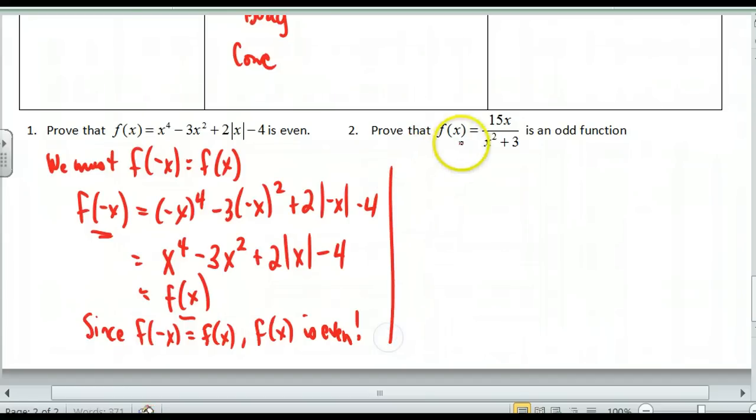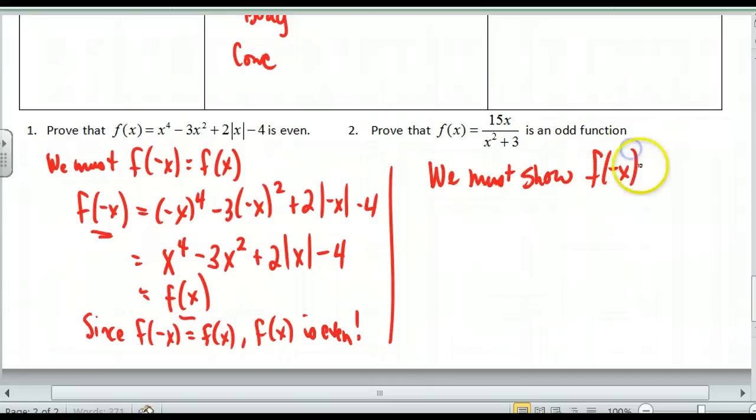Why don't you try this one for odd and see if you can do it. Pause, and I'll do it. So we must show f of negative x is equal to negative f of x in order to show that this is an odd function.